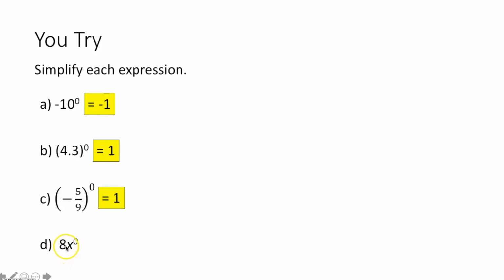Here, we have 8 times x to the zero power. Now notice, there are no parentheses around the 8x, which means x is the only thing being raised to the zero power. Now, if we assume that x is a non-zero number, what we're going to do then is we're going to say, okay, x to the zero power is going to be equal to 1. And then I take that 1 and multiply it by the 8, and I get 8 as my answer.